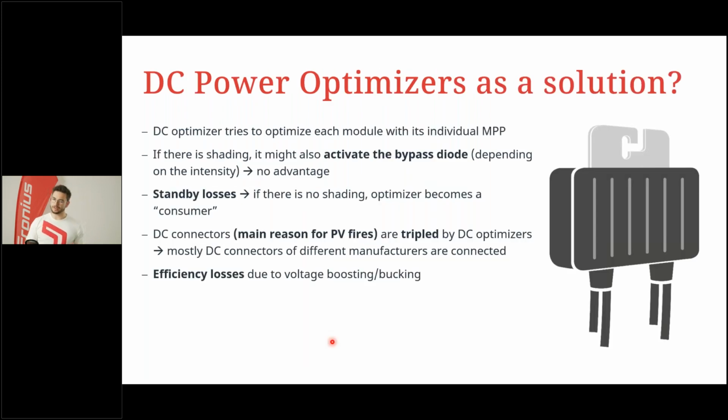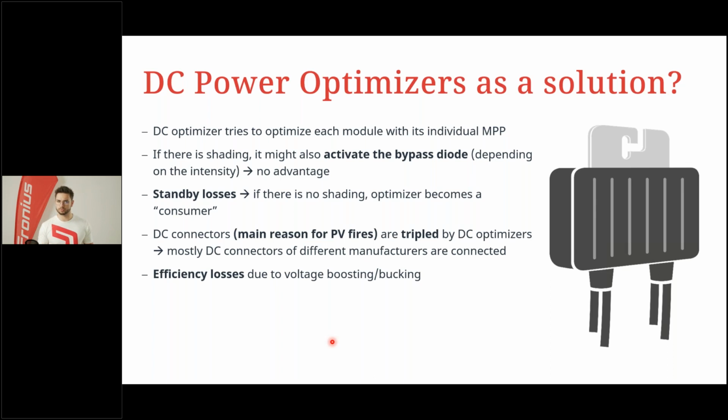Yeah, and speaking of optimizers beforehand, and that we don't necessarily need them with the Fronius dynamic peak manager, there is also a question that we might want to raise here. Is the DC power optimizer a solution for such systems? Now, I quickly want to go through some points that I've put on this slide. So the DC optimizer basically tries to optimize each and every module on the module level, not the string level, but really on the module level. It tries to operate on the specific MPP.